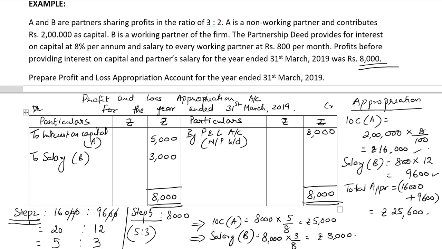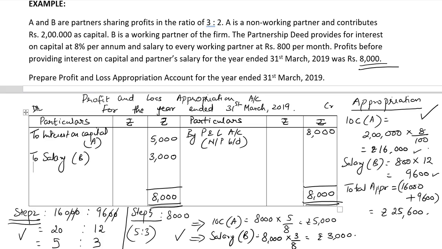So in this concept and in this example, we learnt how to apply the 4 steps to complete the profit and loss appropriation account. To recall, first determine the appropriation to be made, which is the step 1. Step 2 is to find out the ratio of the appropriation which has to be made. The third step is to divide whatever profit is available in the ratio of the appropriation which has to be made. And finally, debit the P&L appropriation account with whatever appropriation is possible.